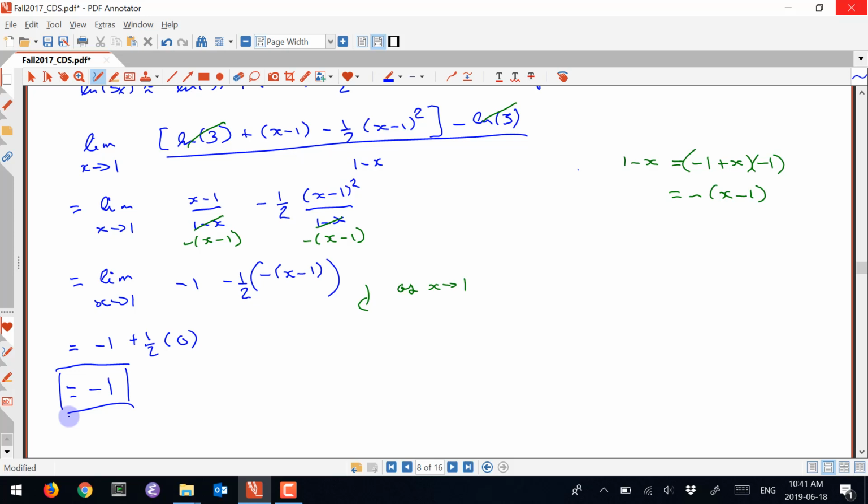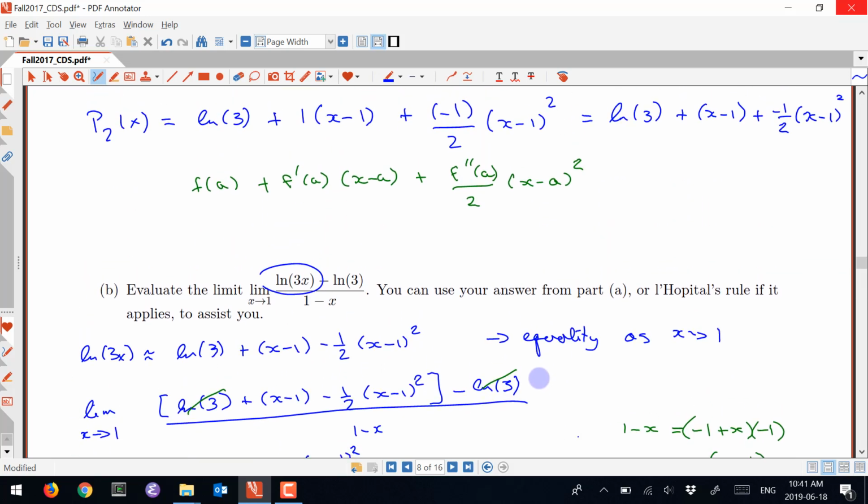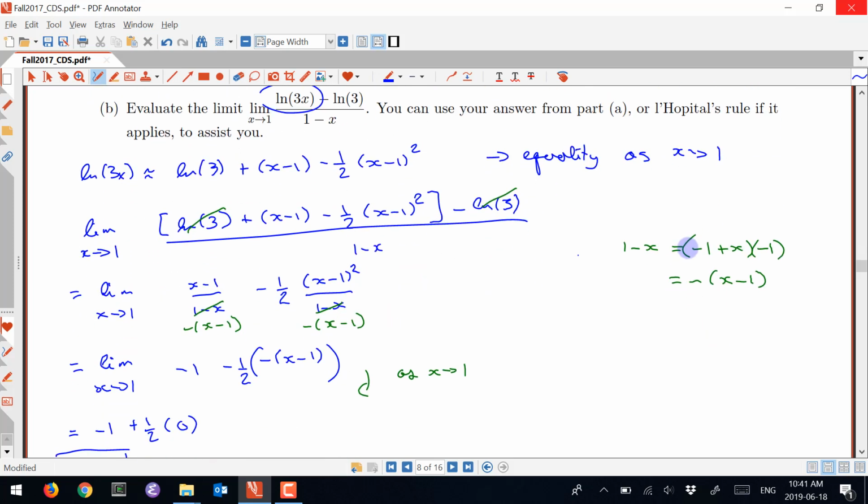And the solutions that are posted online also have the L'Hopital's rule approach. Either way is fine, as indicated in the question. I think it makes some sense, given all the hard work we put into the first part, to take advantage of our Taylor polynomial in part B here.